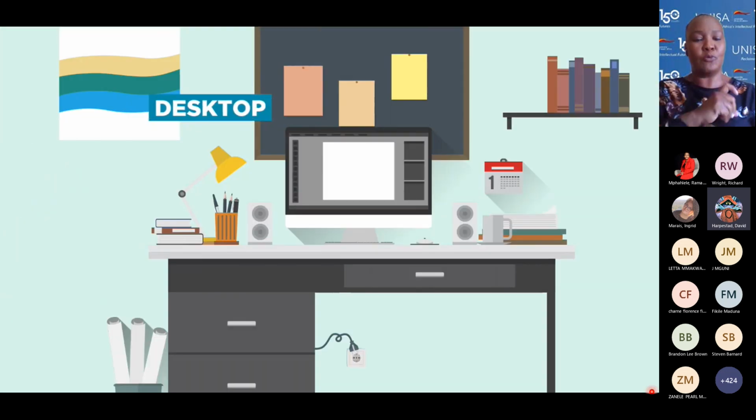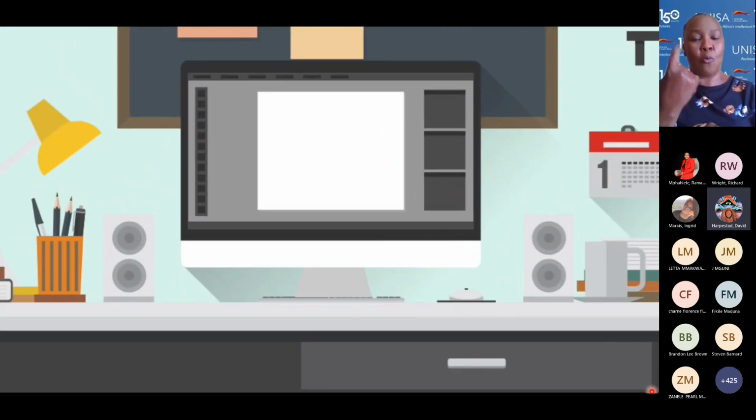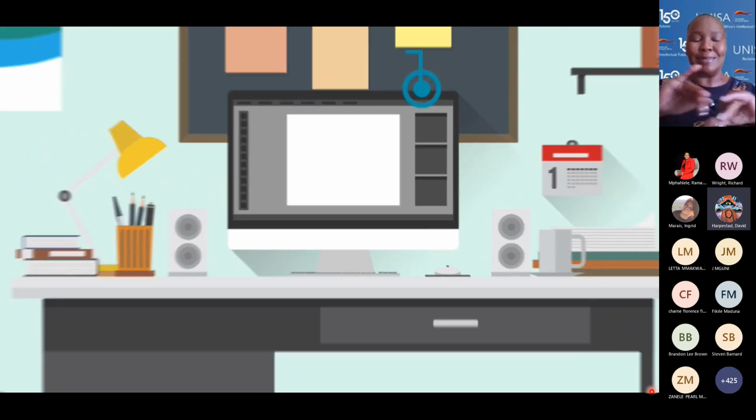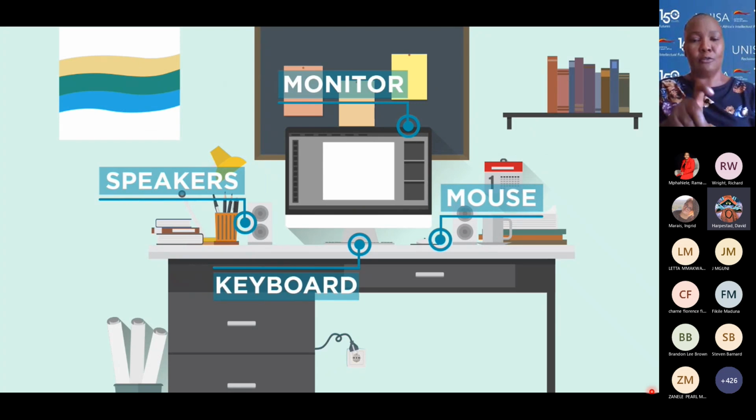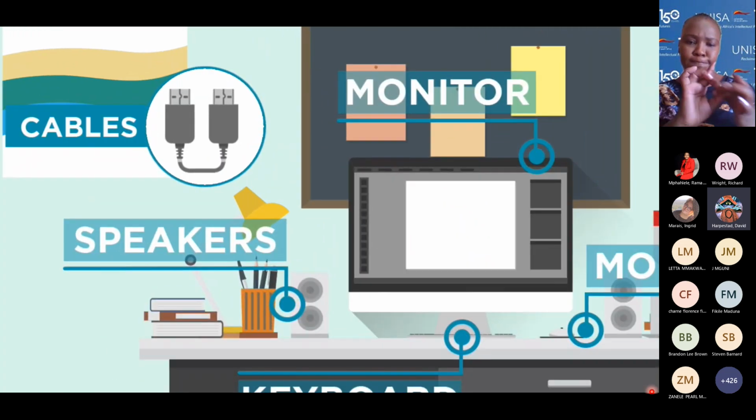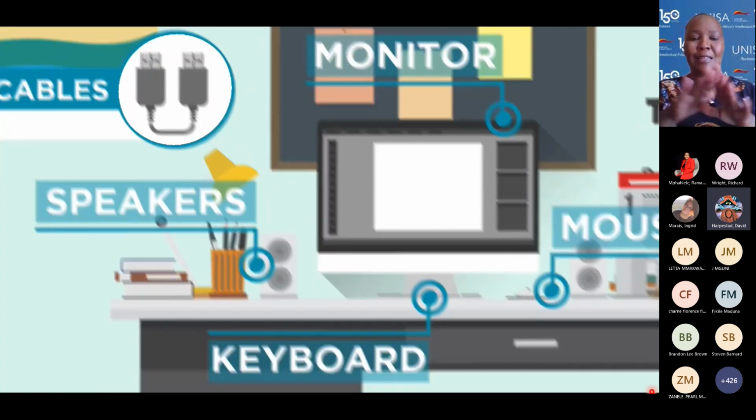A desktop is a personal computer designed to stay in one place, like on top of a desk. A desktop computer typically has separate pieces for the base unit, monitor, speakers, keyboard, and a mouse. These parts must be connected using cables. Desktop computers must be plugged in to a power source.